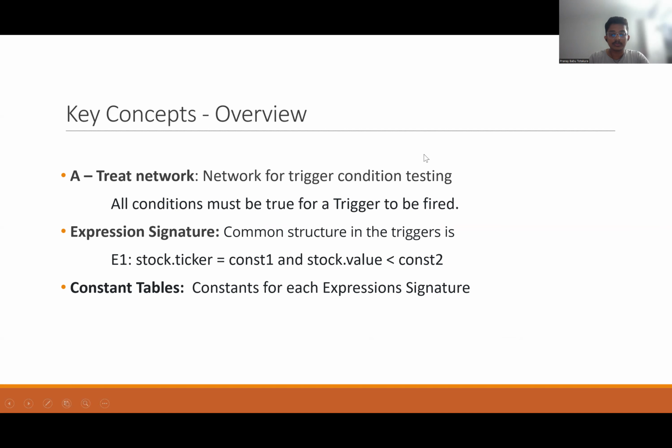Now coming to the final overview of the key concepts. In the A-TREAT network, we use the network for trigger condition testing, and the condition is that all of these must be true for a trigger to be fired. Now coming to the expression signature, the common structure in the trigger is, for the E1 signature expression, stock.ticker is equal to constant 1, and stock.value should be less than constant 2. Now coming to the constant tables, the common values for each expression signature are the constant table values.